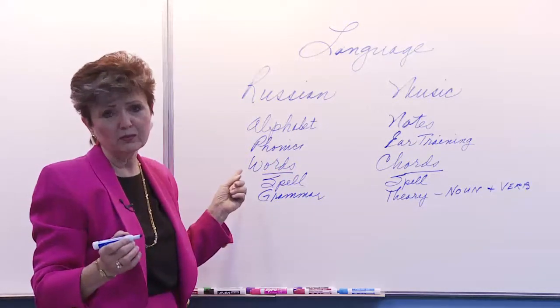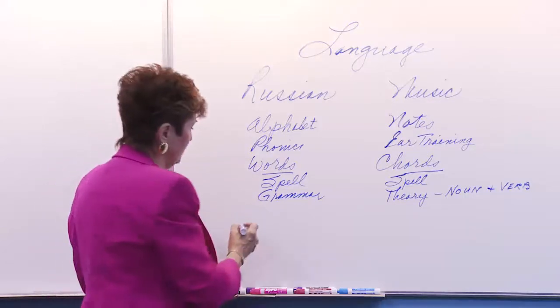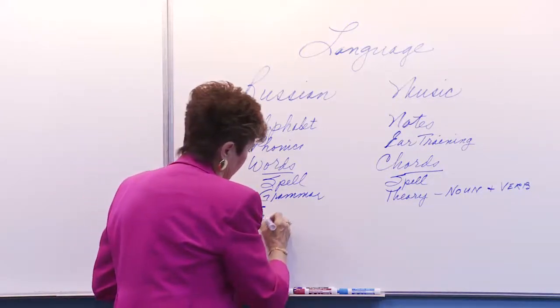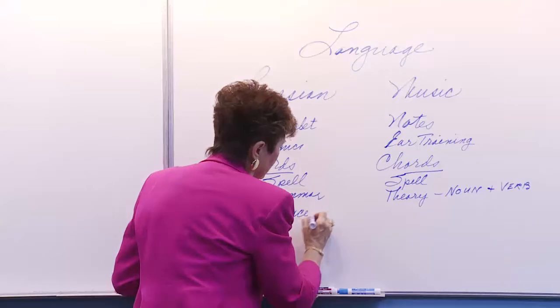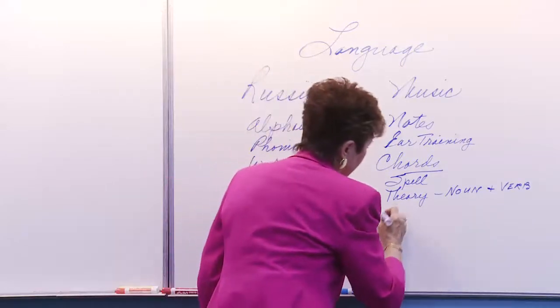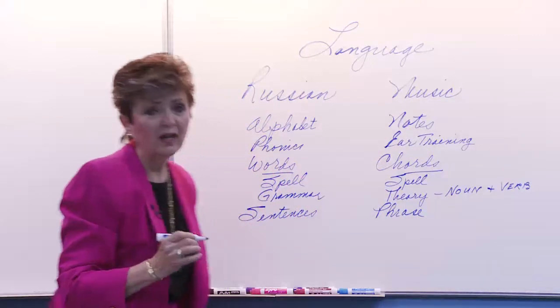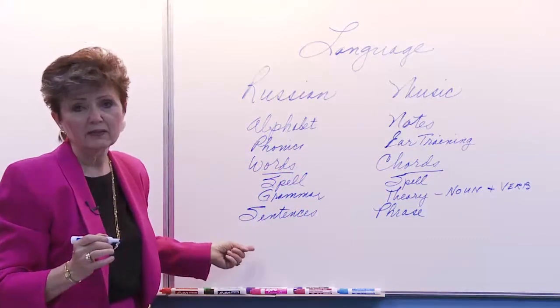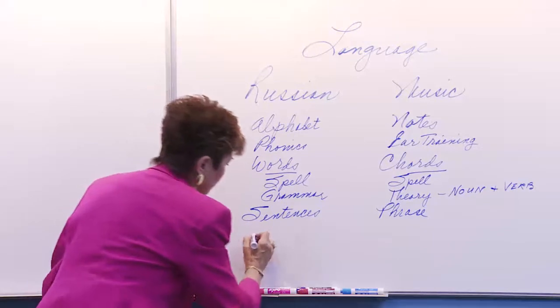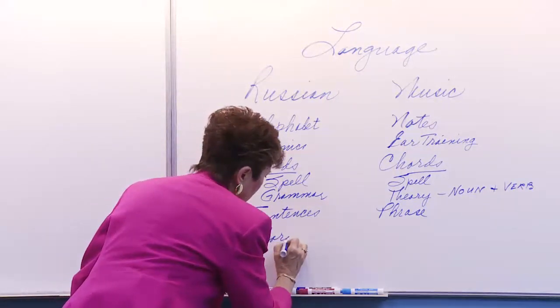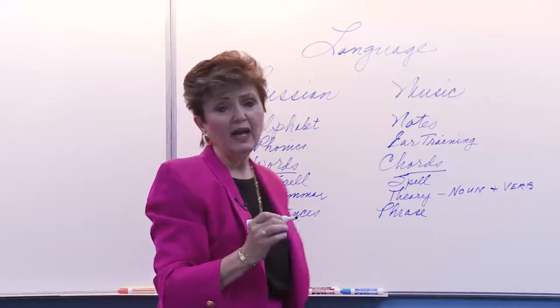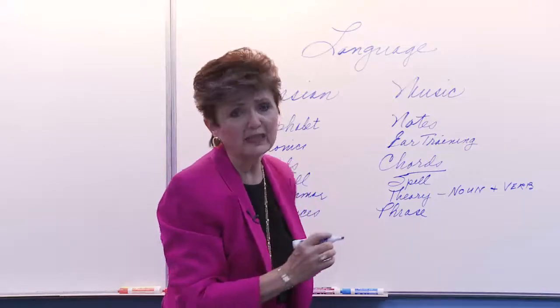Once we've got the words and the grammar, we start putting sentences together. And in music, the sentences are called a phrase. And then the sentences put together the story or the idea. And in music, the story is the song.